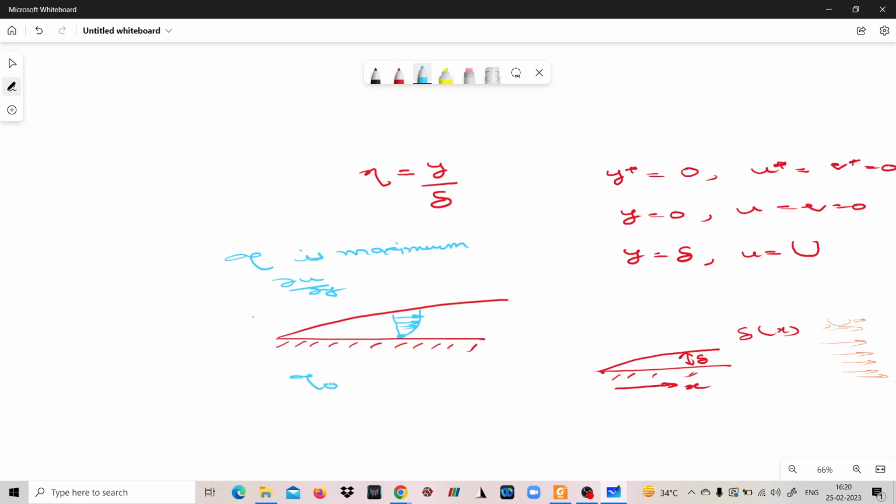If we write this as tau 0 or tau s, maybe tau solid. In different books, some books use tau w, where w signifies wall. So on the solid surface the shear stress is maximum. And what is the value of this tau s or tau w or tau 0? The maximum shear stress tau max is equal to mu del u by del y, at y equal to 0.